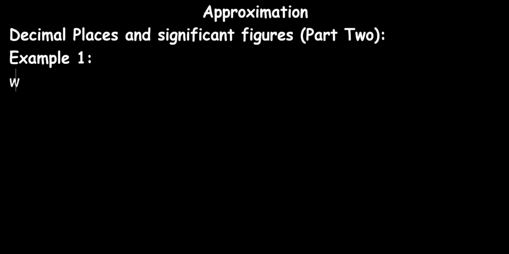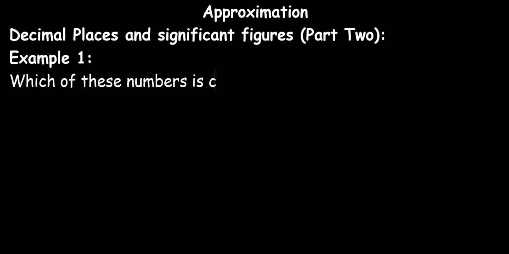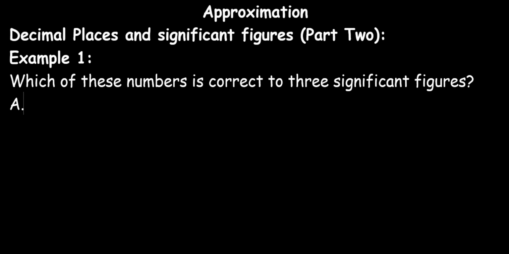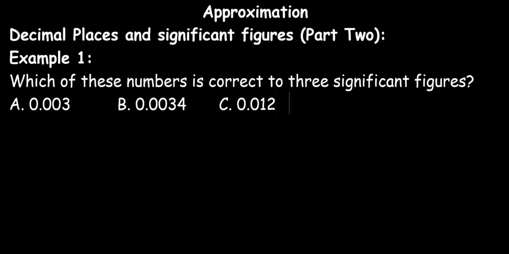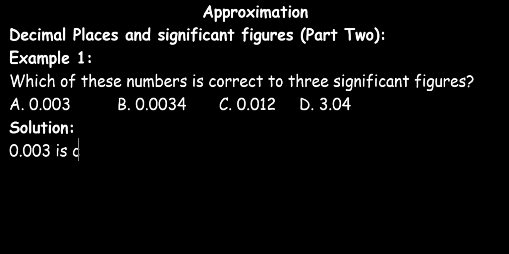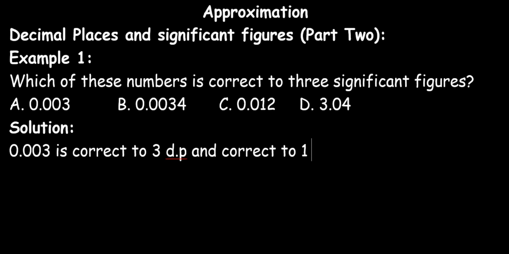Example 1. Which of these numbers is correct to three significant figures? A. 0.003. B. 0.0034. C. 0.012. D. 3.04. Solution. We analyze each of the options to see how they are presented. First, option A, 0.003 is correct to three decimal places and correct to one significant figure, but not three significant figures.